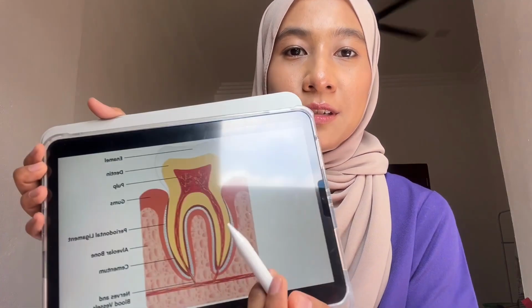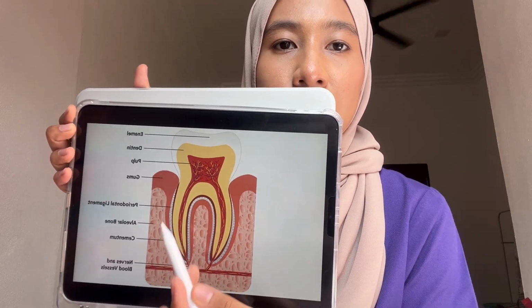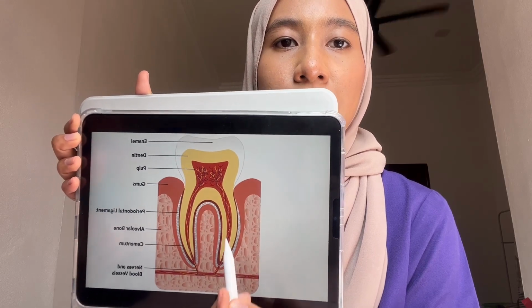So first, I would like to explain to you what structures support your teeth. Your teeth are not just standing on their own. They are held in place by a group of tissues called the periodontium. The periodontium includes the gums, the bone around the tooth, and the tissue that helps to hold the tooth firmly in place. Now, let's compare between healthy periodontium and unhealthy periodontium.